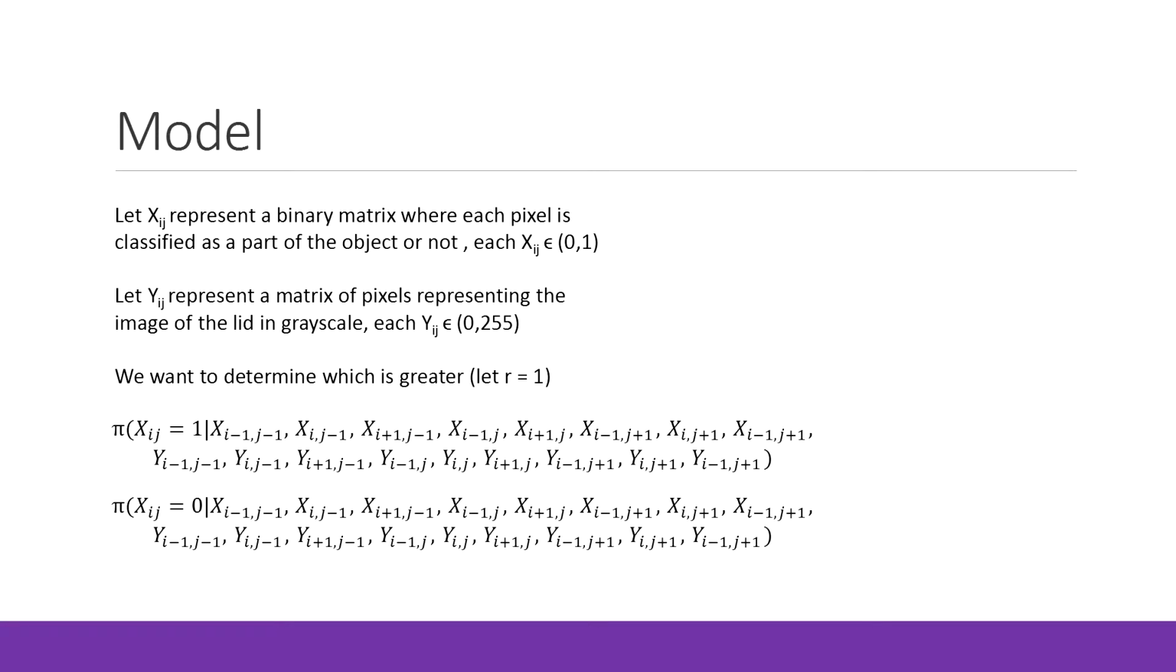The model is pretty simple. We create a matrix called X, which is either 0 or 1, and that is the classification of the object in the image as either part of the object or not part of the object. And then we have our matrix of Y's, which are the image information, and we convert it to grayscale, so any given pixel is just between 0 and 255. And we want to determine whether the likelihood of any given pixel being part of the object is greater or not part of the object is greater.